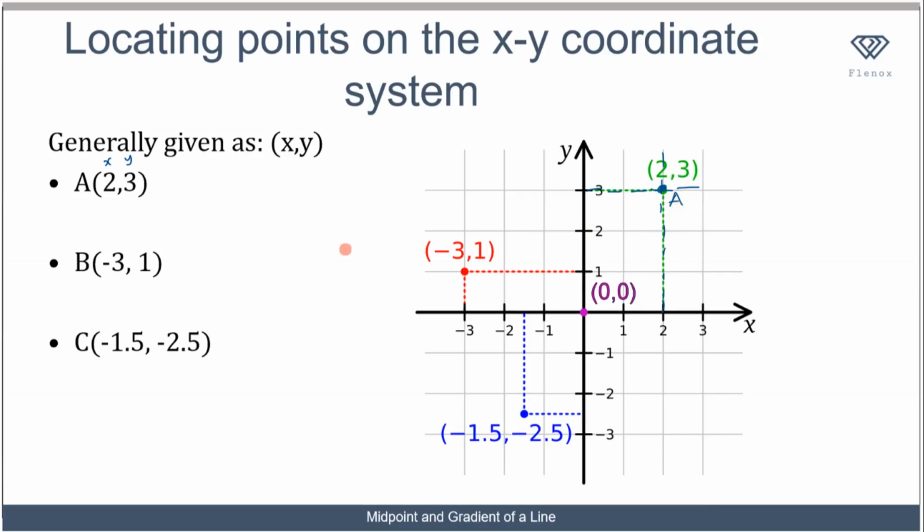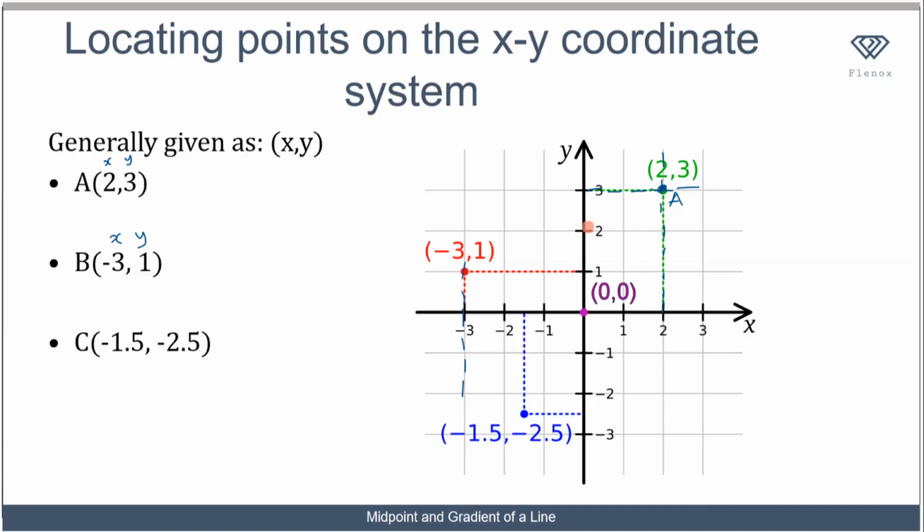Now let's try to identify point B. For point B, we are told that the value of x is minus 3 and the value of y is 1. So we look for the value of x as minus 3. This is the x coordinate here, and my minus 3 lies here. I'll draw a vertical line passing through minus 3. And I'm told that the value of y is 1.